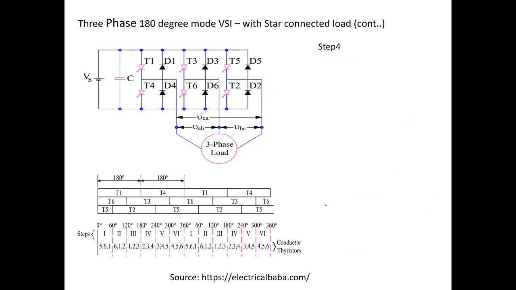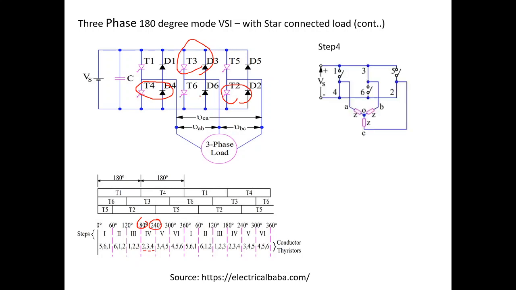Now in step 4, that exists between 180 degrees and 240 degrees corresponding to the conduction diagram. What are the switches that are conducting? 2, 3 and 4. Switch number 2 is conducting, 3 is conducting, and also switch number 4 is conducting. So these 3 are conducting. And what about the remaining switches? Switches 1, 5 and 6 are open, so they won't conduct. They are not turned on in step 4, okay?